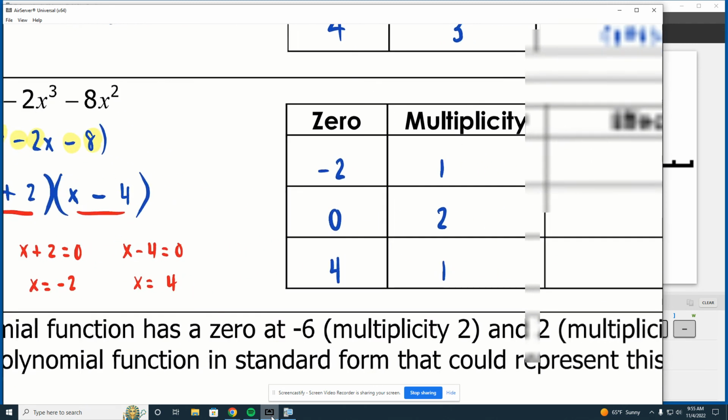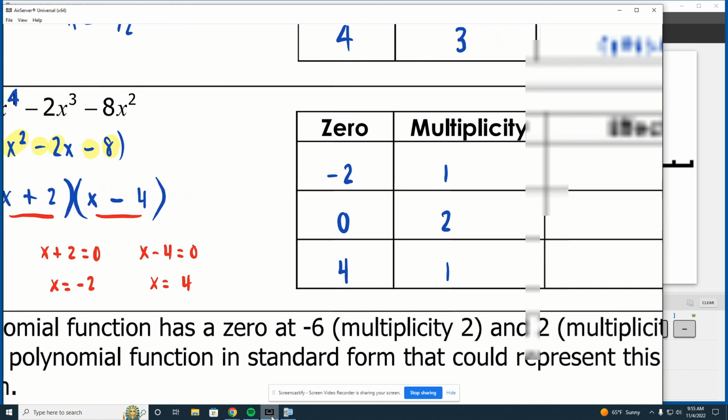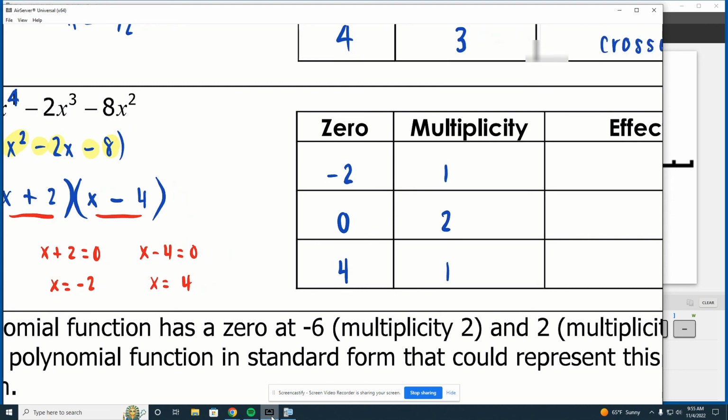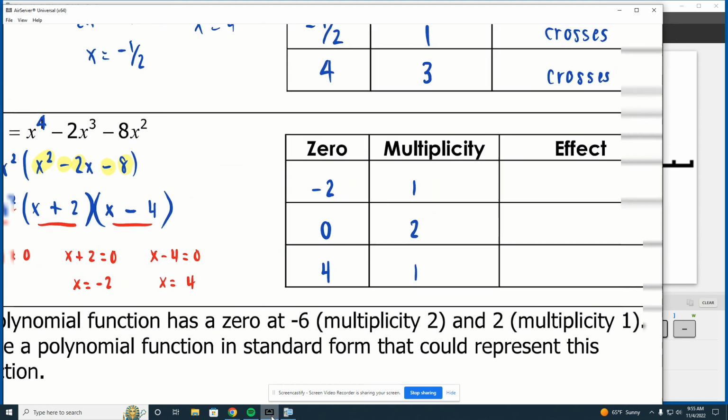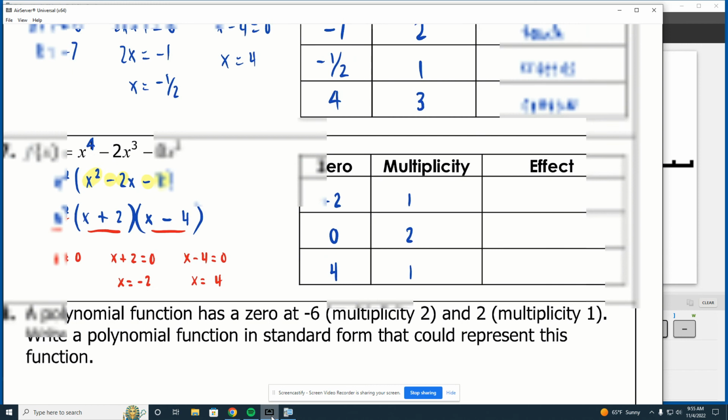Y'all see that? I don't care which method you use. Factor it. Use your calculator to find the factors. I don't care. They both do the same thing. They both accomplish the same thing. So it's up to you. So let's finish this one off, and then we'll be done with this problem.